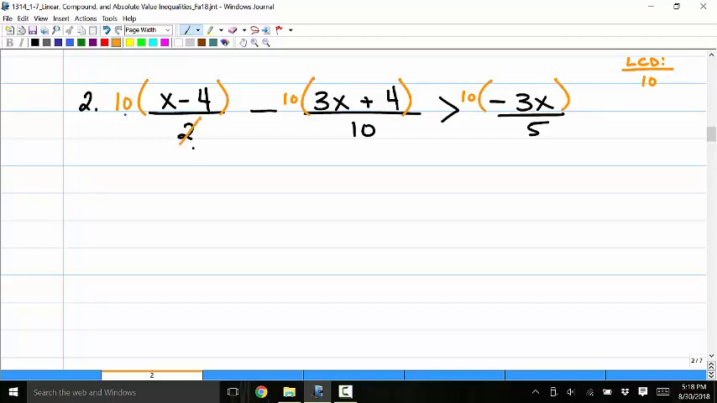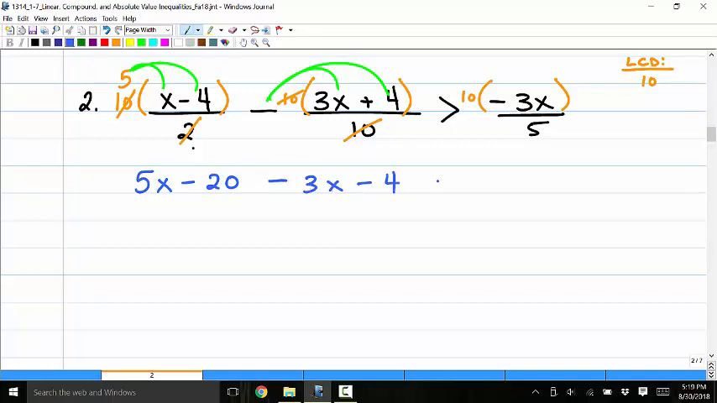When I do that, 2 goes into 10 5 times. I'm going to distribute the 5. I get 5x minus 20. The 10s will cancel. I still need to distribute that negative sign though. And I think I warned you earlier this week, when that negative is out front, don't forget to distribute it. I get -3x minus 4 is greater than.